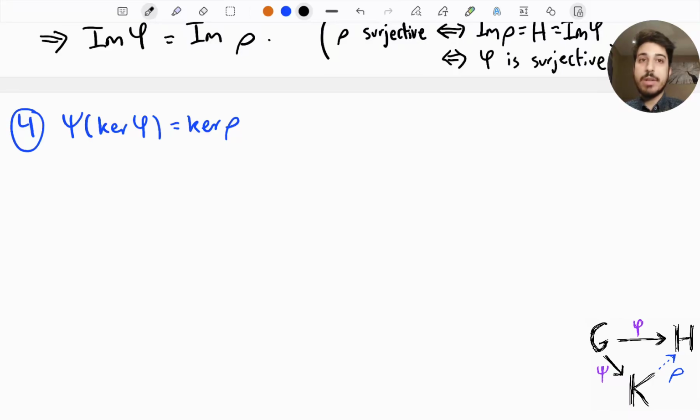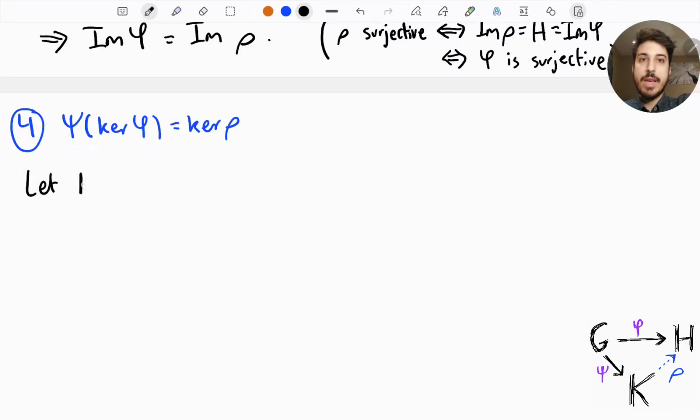The fourth and last part will be the equality of the sets psi of ker phi and ker rho. This will be also done by double inclusion. We will do the forward inclusion now. This will also be done by double inclusion. Let us start with the backwards inclusion, starting with an element here, proving that it is an element here.